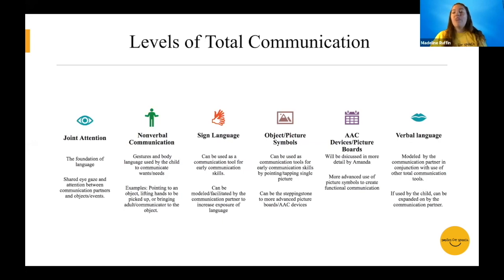And then verbal language. When using a total communication approach and when working with students who haven't yet developed speech or language of their own, as the communication partner, we are going to always be using our verbal language. We're going to model this in conjunction with the use of our other communicative tools. And then if used by the child, we're going to expand on that and help them build and grow in their use of verbal language as well.